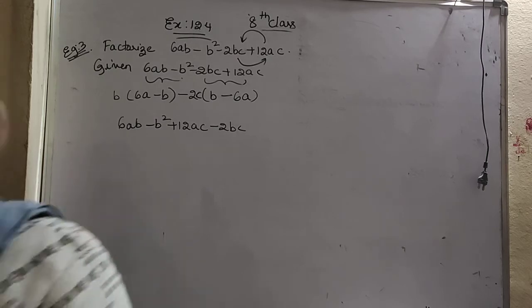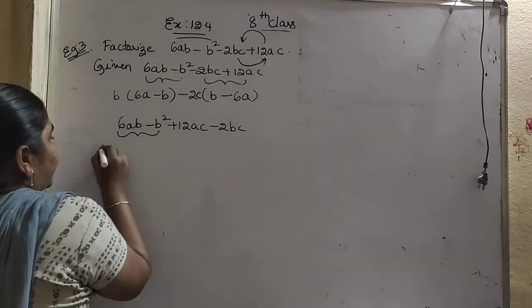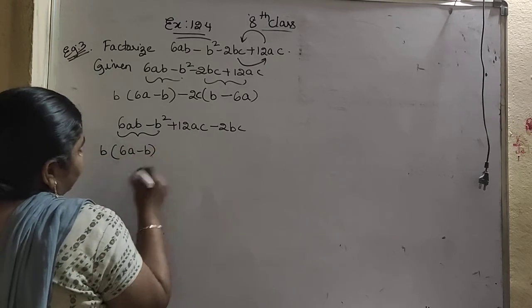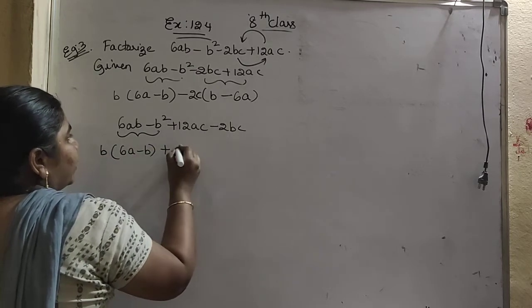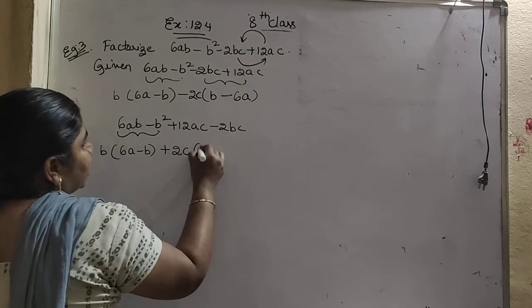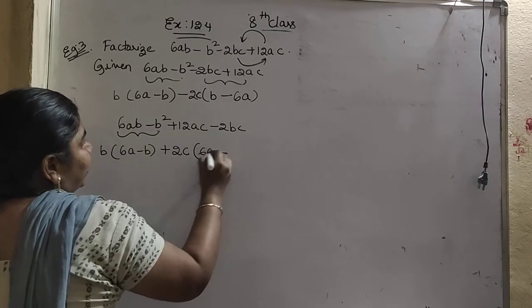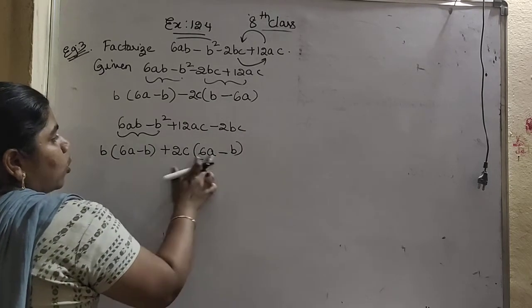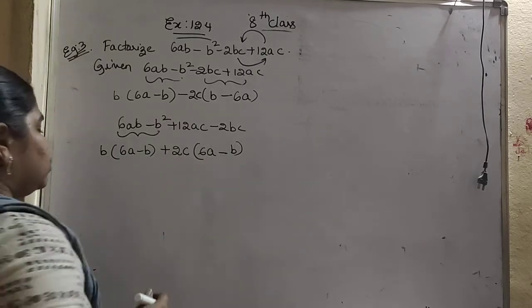So what are the factors? In the first 2 terms I can take b as common, so 6a minus b will be remaining. Plus, in the other 2 I can take 2 as common, and also c as common. 2 sixes are 12, a, minus, here only b will be remaining. So these 2 are common factors now. It is a correct solution now.